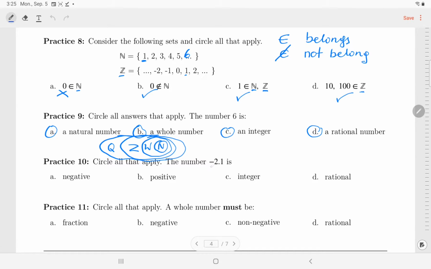The number negative 2.1 is negative. That makes sense. Positive cannot be. It's an integer? Remember, integers are negative 2, negative 3, negative 1, 0, 1, 2, 3. This is not an integer. Rational number. Since negative 2.1 can be written as negative 2 and 1 over 10, it can be written as a fraction. This is a rational number.